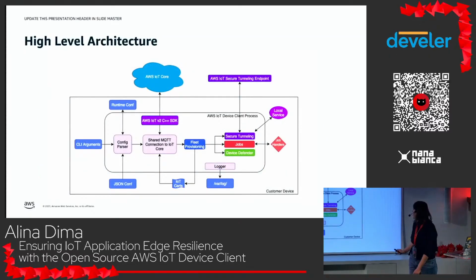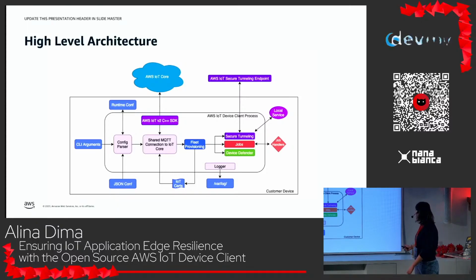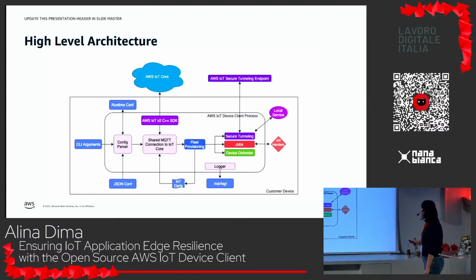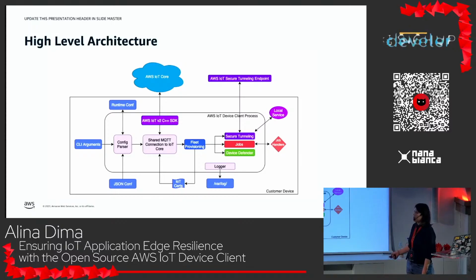In terms of what it supports, it's basically pretty much everything that AWS comes with, right? If you worked with AWS, then you know what I'm talking about. It supports fleet provisioning. It also supports secure tunneling from the cloud, and also secure tunneling from your separate application via a local proxy if you have that. It supports jobs and device defender. Now, the nice thing about how this application is built is that you can strip everything out, and the only thing that you have is the shared connection to IoT Core.